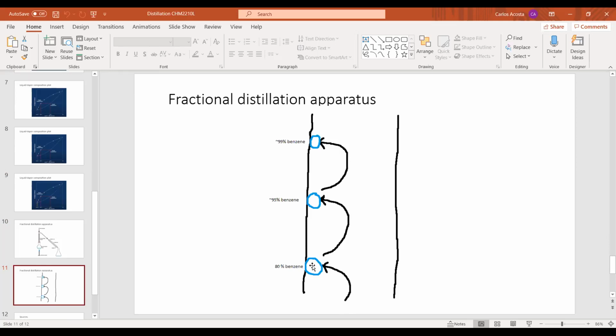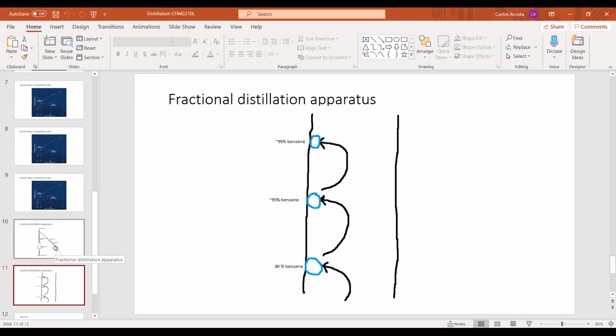It then will re-vaporize, but it's going to leave some toluene behind, travel a little bit further up the column, condense again, and this will be 95% benzene. It will then re-vaporize and condense again, and this cycle continues on until it comes out into the receiving flask.